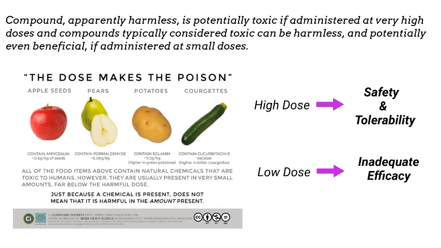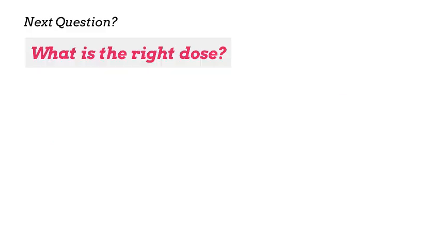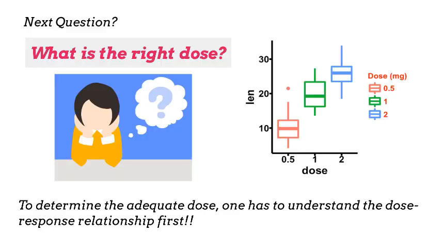Hence, finding the right dose is very important, and in order to determine the adequate dose, one needs to characterize the dose response relationship. Characterizing the dose response relationship with respect to both efficacy and safety are the two key objectives of clinical drug development.